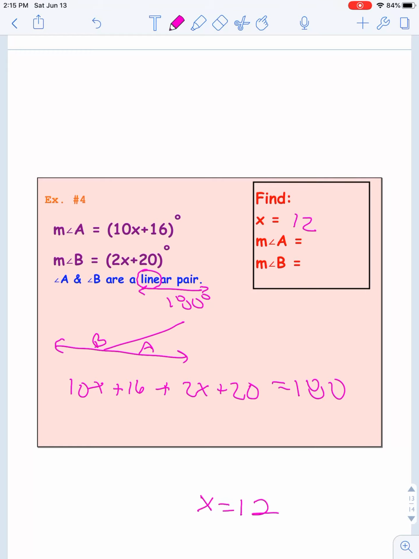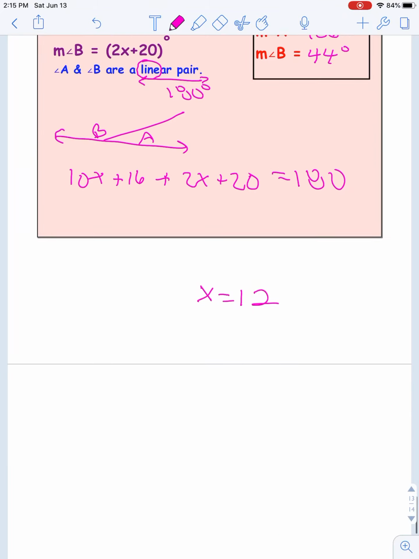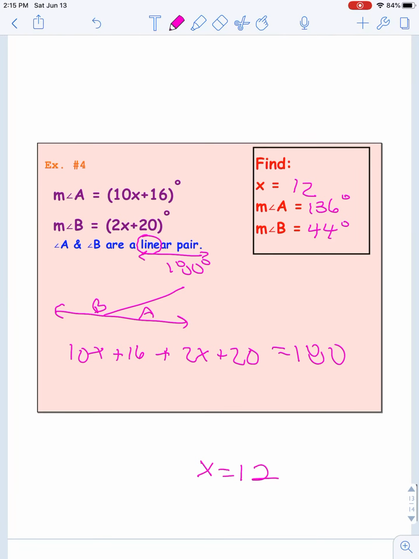And here x would equal 12. Now find A and B. And you should get 136 and 44. So I'll fill in the work on the rest of that problem if you didn't get it correct, so that you can find your mistake. That is the end of the lesson and section.